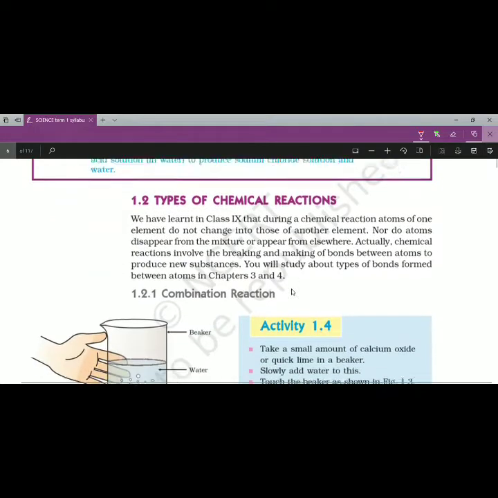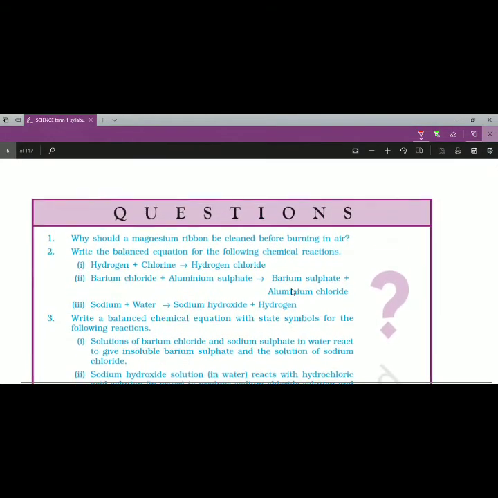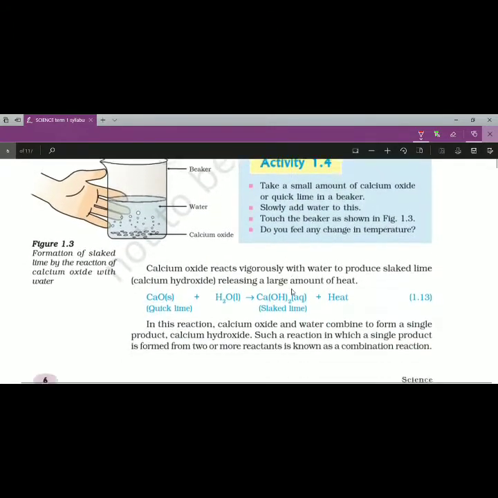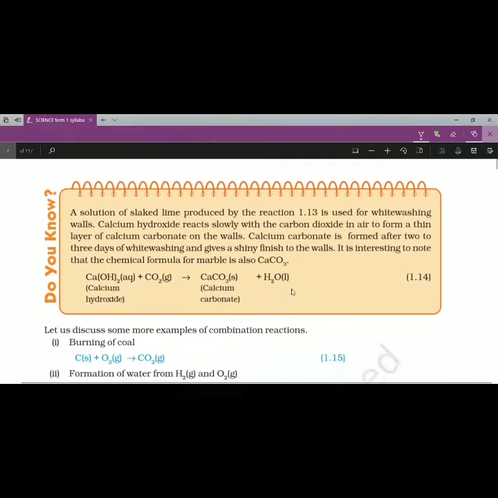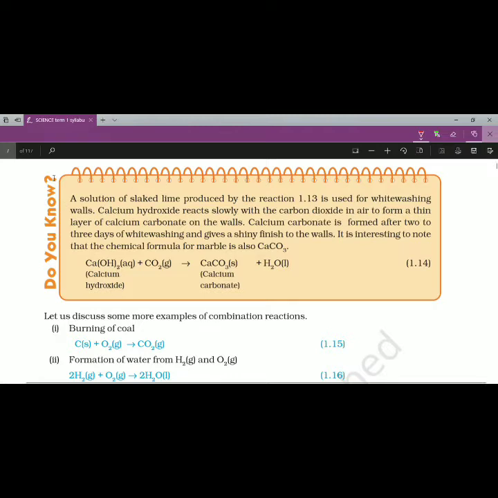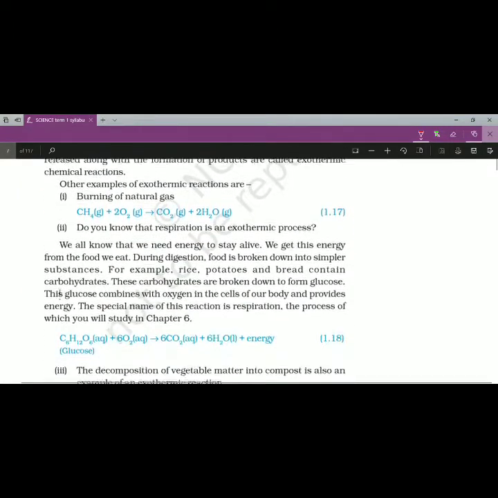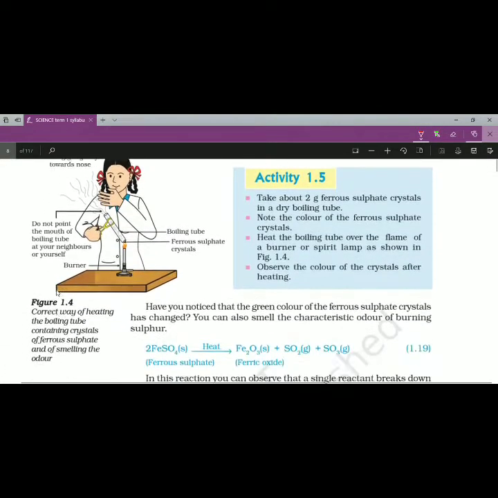And also you have to learn all the formulas. These blue questions are very important. These blue questions you have to do, and all the questions must be prepared thoroughly. Okay, then activity 1.4, and after that you have this box. You can get questions from this box also. Students think that we can leave this box, but no, I think you have to do this also. So in this way you have to prepare the whole chapter. I hope you are understanding what I want to say.